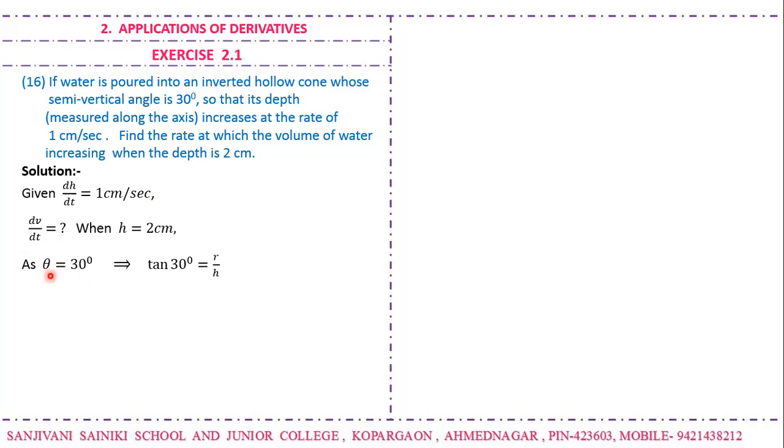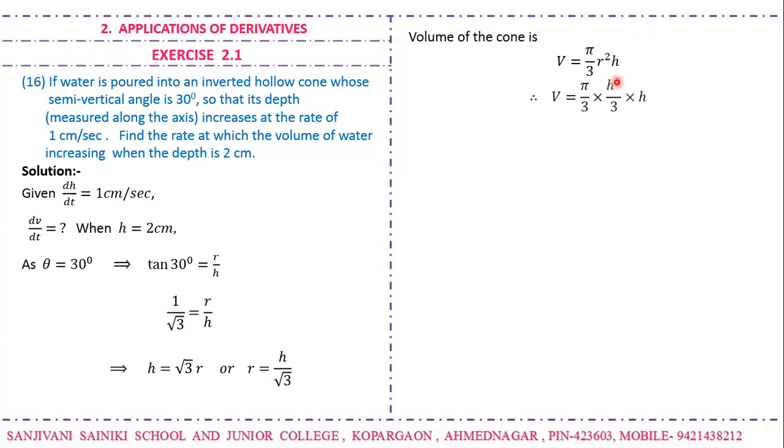Also it is given that theta is 30 degree, that means the semi-vertical angle of the cone. So tan 30 is opposite upon adjacent, so r upon h. So from this you get 1 upon root 3 is equal to r upon h. So h is equal to root 3 r, or r is equal to h upon root 3. So we must know the volume of the cone. What is the formula to find the volume? It is V is equal to pi by 3 r square h.